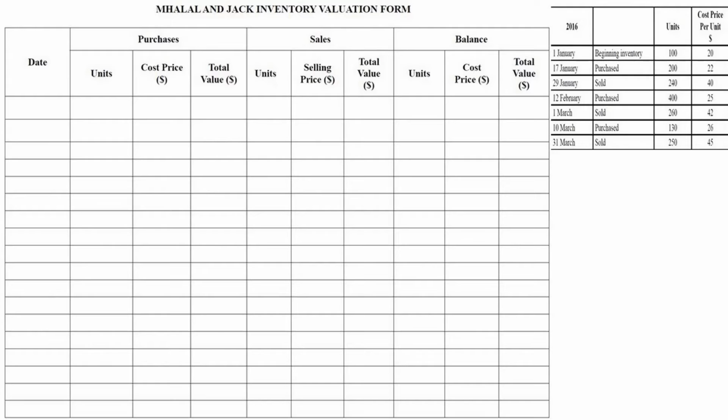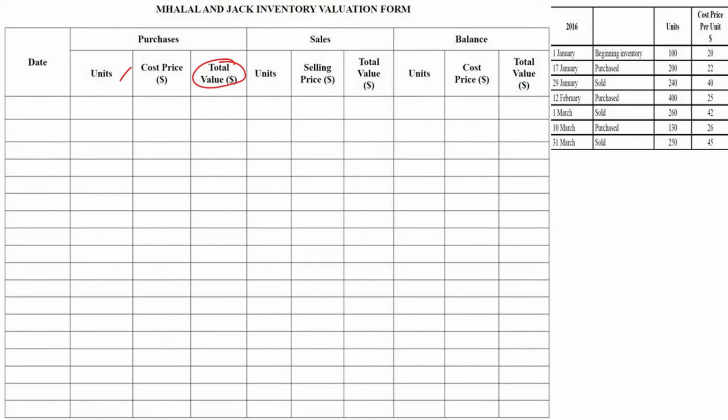Let's work this question using the LIFO method of inventory valuation. So this is our form. We have the date column. That will be the date that the transaction took place. We have the purchases section. Under units, we're going to put the quantity of units that was purchased. Cost price will be the cost per unit that was purchased. And the total value would be the units times the cost price.